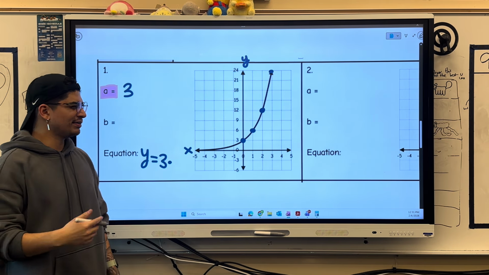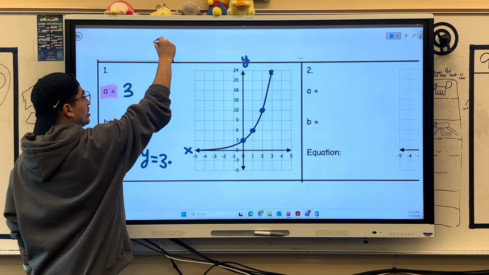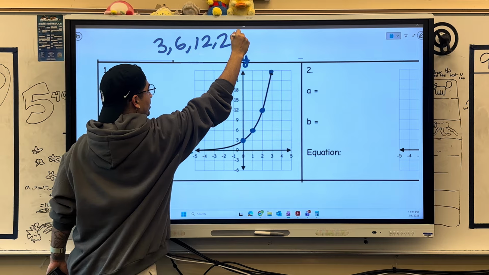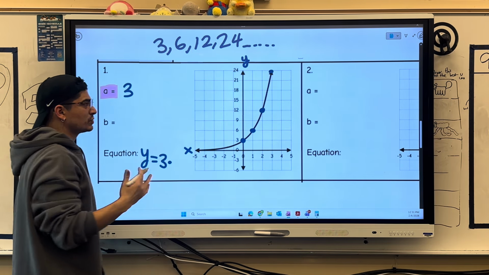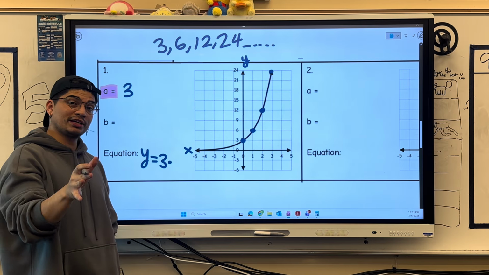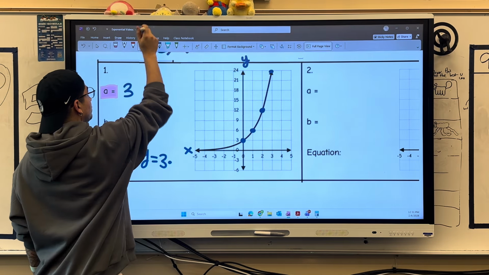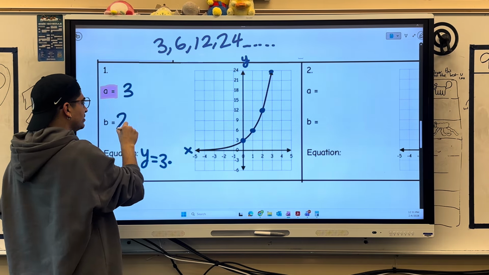So if you think about it, let me list out my numbers again: 3, 6, 12, 24. What's my pattern there? My common ratio that's being multiplied every single time would be, I'm multiplying by 2.